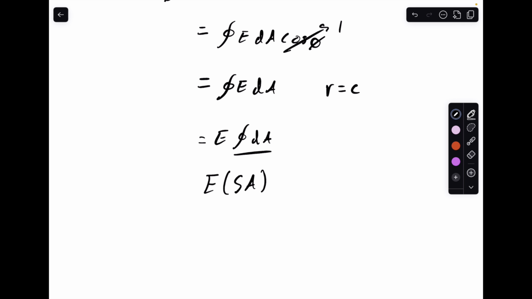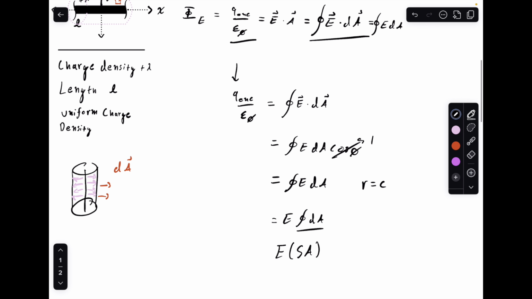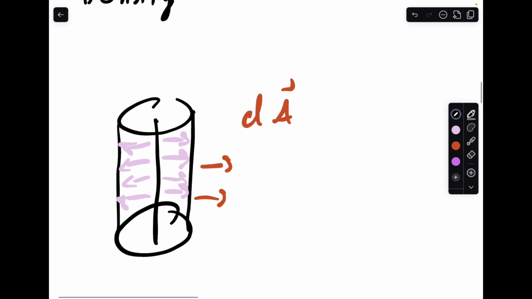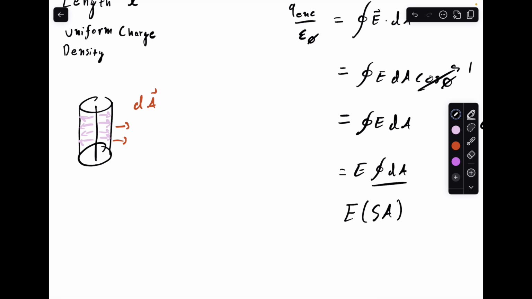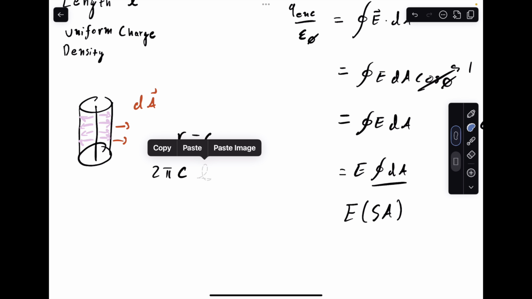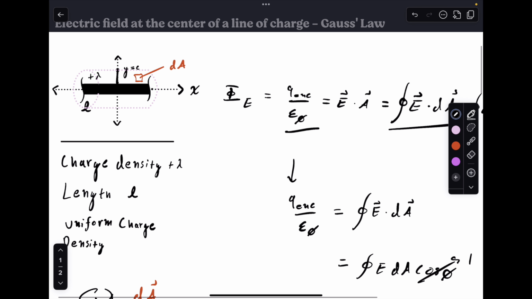So now we need to think. This is a little bit more complicated because some of you might intuitively think, and I thought this myself too, about the surface area of this surface. Well, if I want to measure the electric field at y equals c, at the radial distance r equals c, then shouldn't my radius be c? And you would be right. So the surface area would be 2 pi r, but r would be c, times L. That's why I had this L over here in the first place.